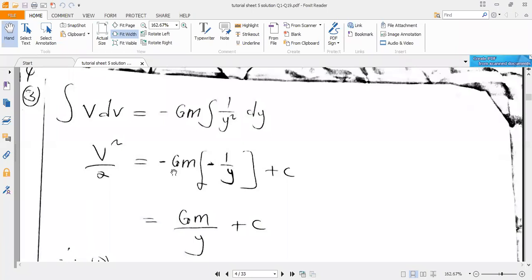So we now go to the integral of dv is equal to negative GM, the integral of 1 over y squared dy.